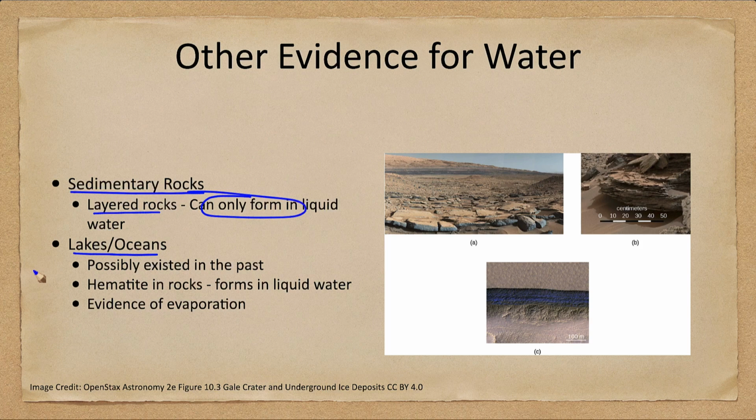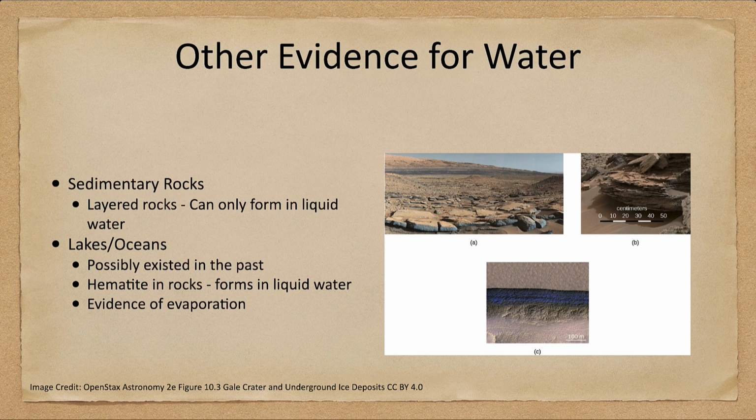But it may have covered large portions of Mars's surface to a depth of even a couple of meters. So while maybe not oceans like we have here, still Mars may have been a very watery world in the past. And in fact, it was, because we find all sorts of evidence of water. Another thing that we see is a mineral called hematite in the rocks. And that forms in liquid water as well. So all of these things put together tell us that yes, Mars has had liquid water in the past.